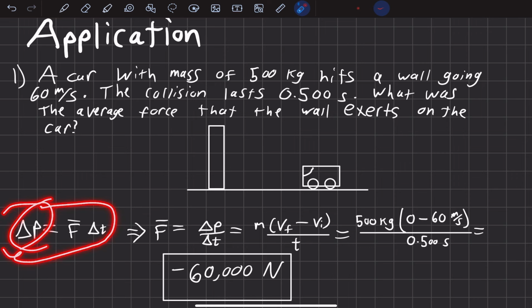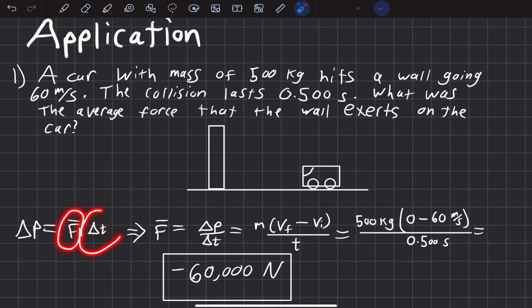The change in momentum is equal to the average force times the time that the object is experiencing the force. And this question is asking us to solve for the average force. So what we're going to do first is rearrange this equation such that force is by itself. So what we get is the average force is equal to the change in momentum over the change in time.